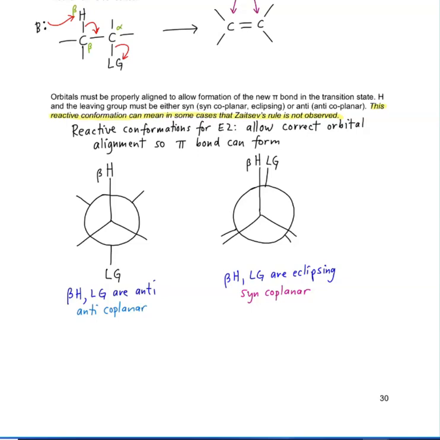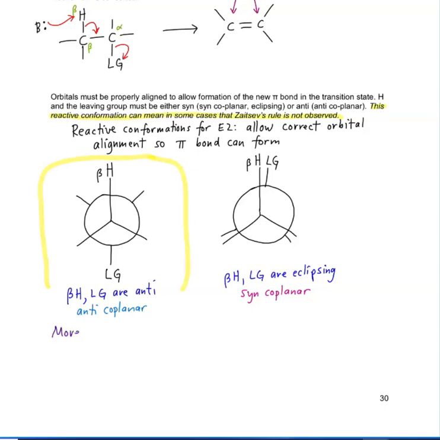Now, which one of these is more likely? It's going to be the one on the left. It's more likely that the molecule is going to be in that conformation because that's a lower energy conformation. So most E2 reactions are going to go through that conformation rather than the syn coplanar arrangement. The syn coplanar arrangement, though, can become important in cases where a molecule, for whatever reason, can't adopt an anti-relationship between the beta hydrogen and the leaving group. In certain ring systems that we haven't looked at, that would be the case. So for our purposes, we want to focus on this conformation.